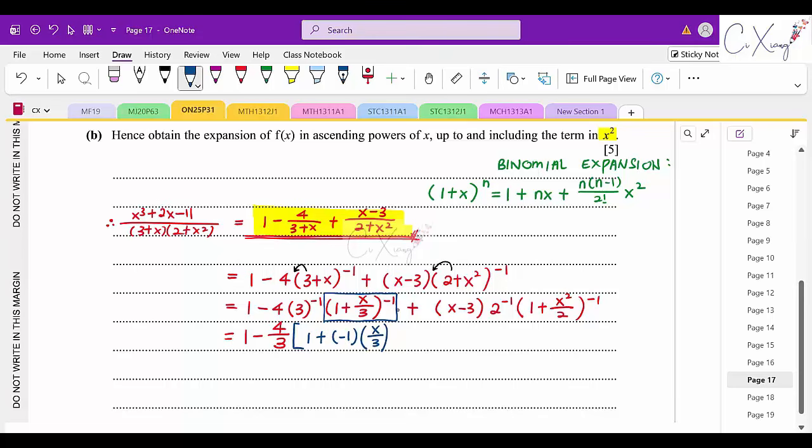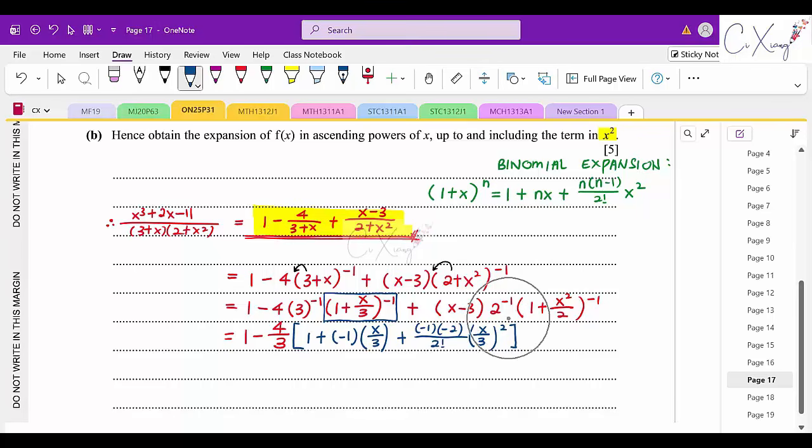So this is nx. Then the third term is n times n minus 1. So I'm having negative 1, then negative 2, divided by 2 factorial, with x squared, the second term in the bracket squared. Then personally, I will stop here because for this question, they request us to expand until x squared only. So the blue color part, after the expansion, this is what we have.